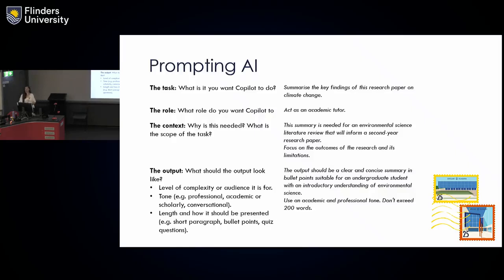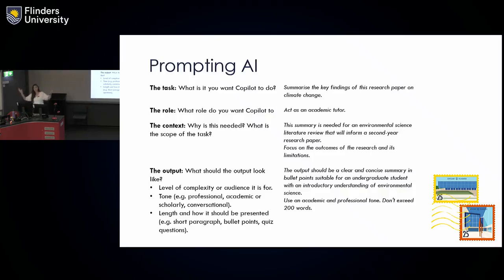So the output should be a clear and concise summary in bullet points suitable for an undergraduate student with an introductory understanding of environmental science. Use an academic and professional tone. Don't exceed 200 words. So I've given quite a lot of information to Copilot Chat here.